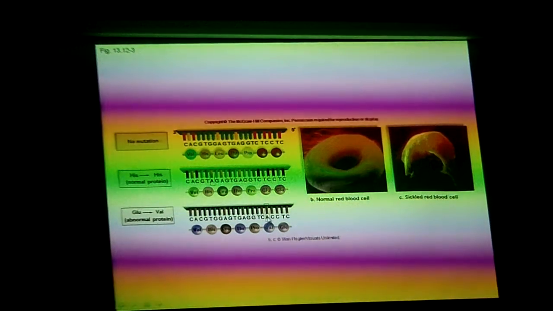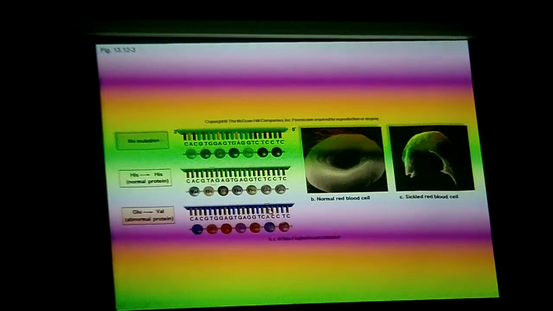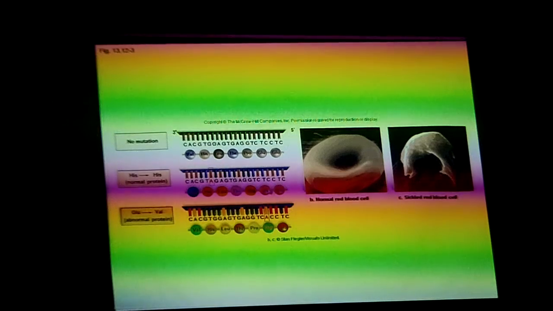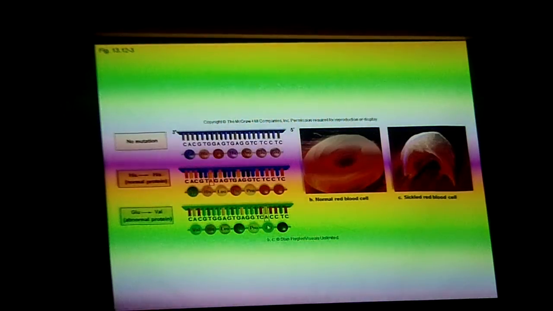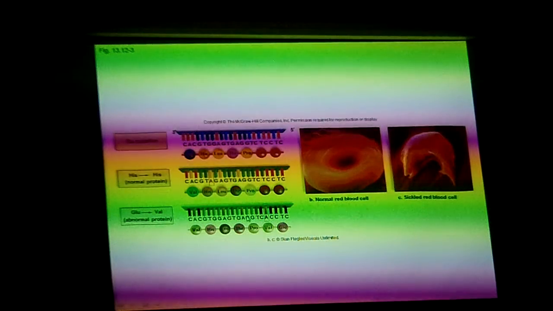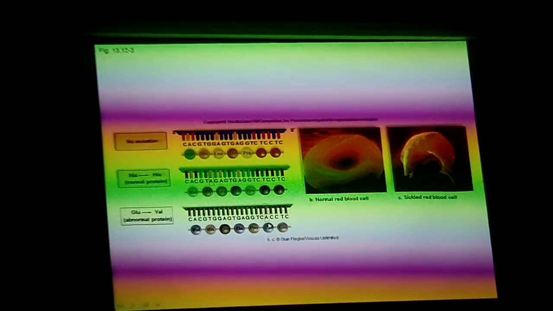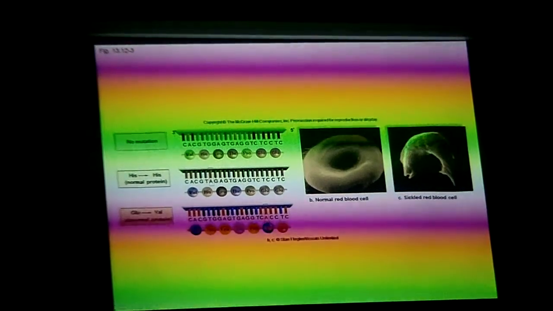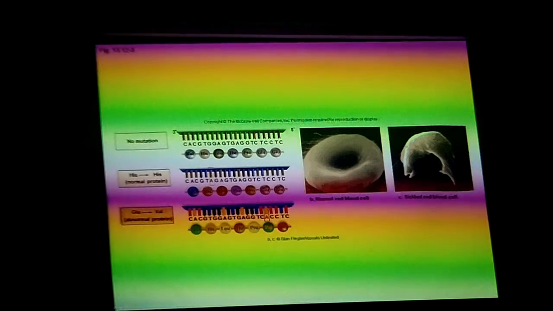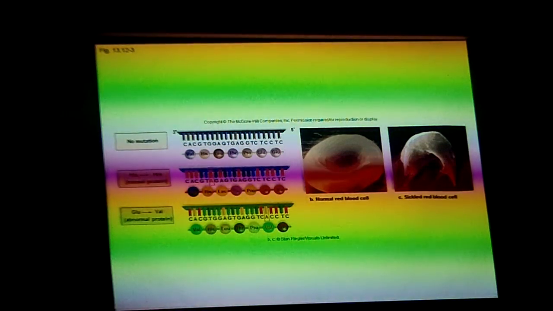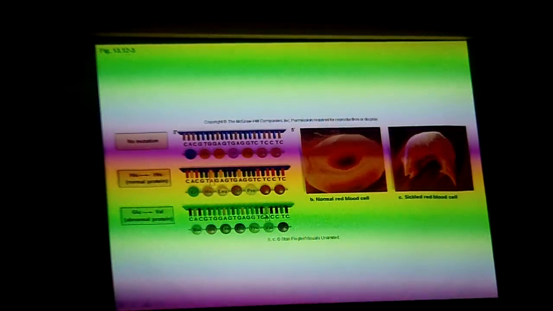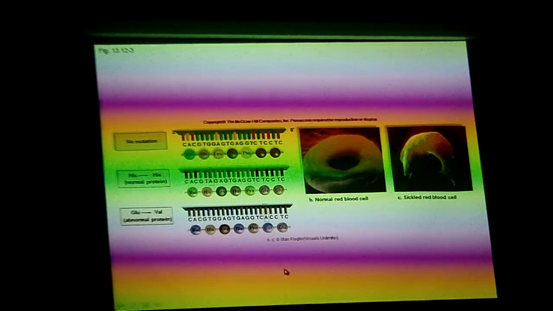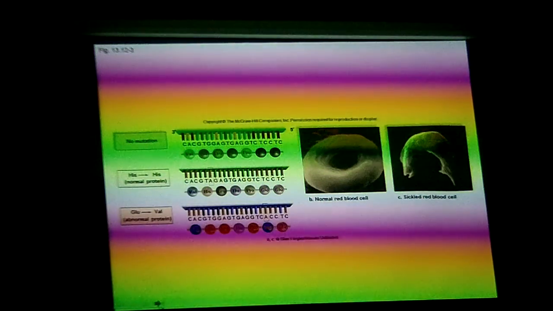But if we get this change over here, if you change this base, you get a change in the amino acid from glutamine to valine. See, the amino acid has changed, and that will screw up the protein. And this protein happens to be hemoglobin. Hemoglobin is a protein in your blood cells that carries oxygen. If you get this mutation, the blood doesn't carry oxygen very well, and you can end up with sickle cell anemia.